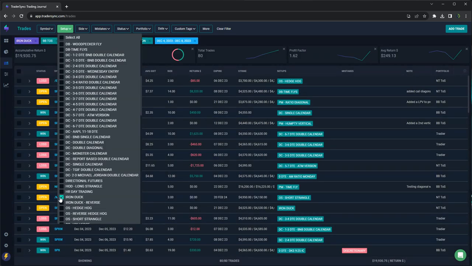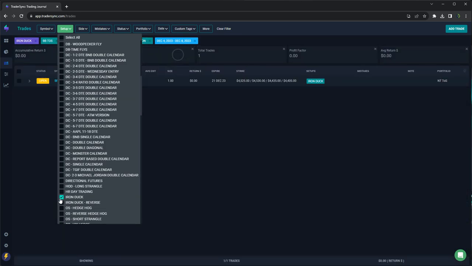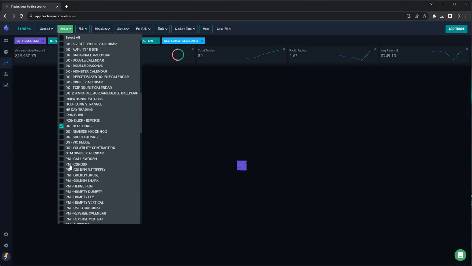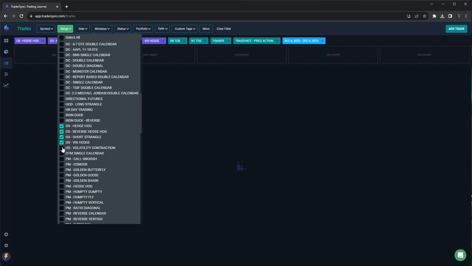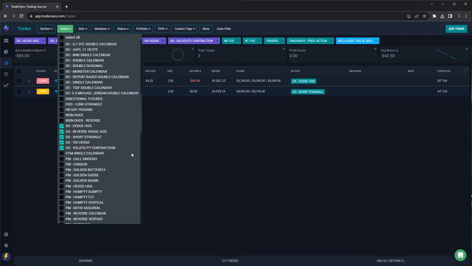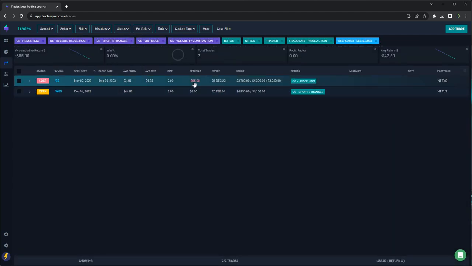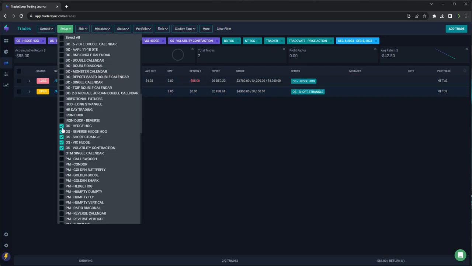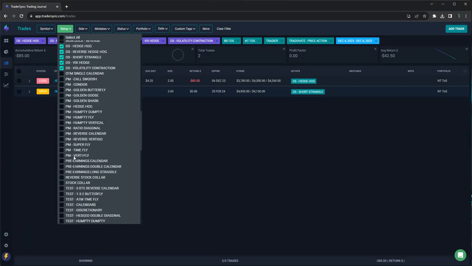And then Iron Ducks, just opened one of those, no closed trades. Option selling, very little happened there. I think I closed out one winner. No, one loser, that's right. $85 loss on that hedgehog in ES. And then I didn't close any portfolio margin trades, so nothing to report there.